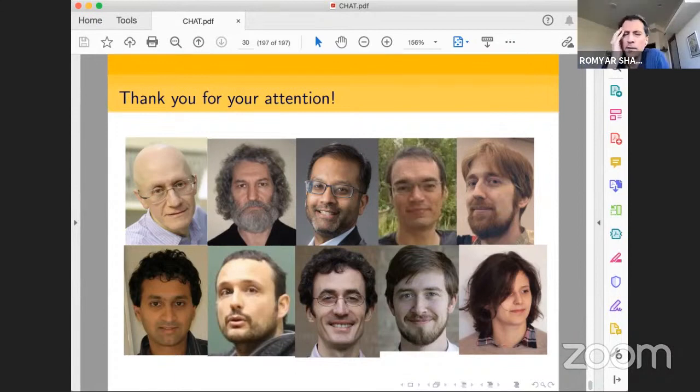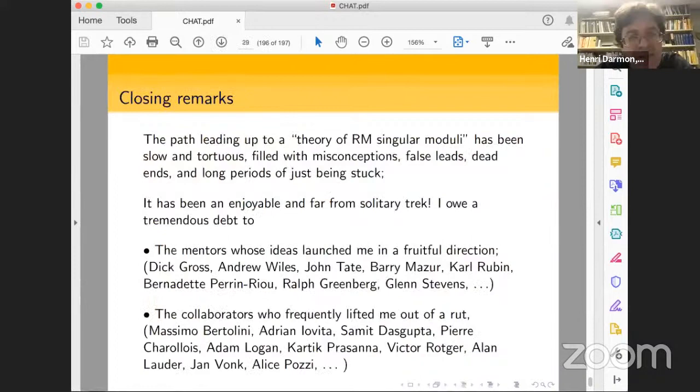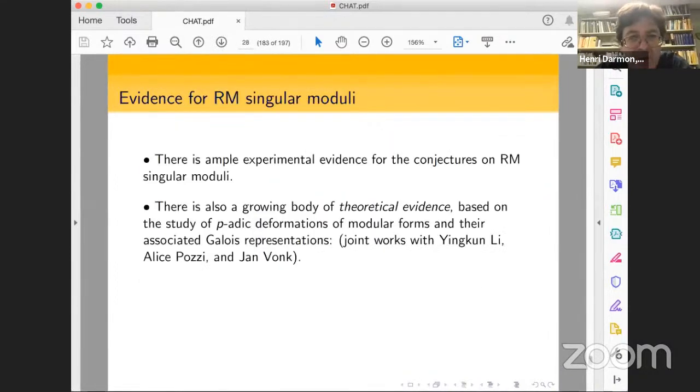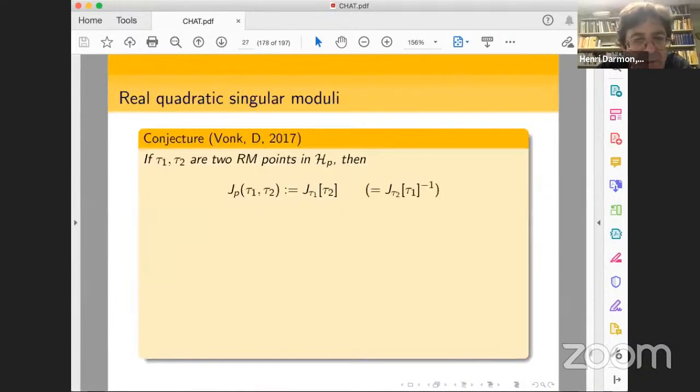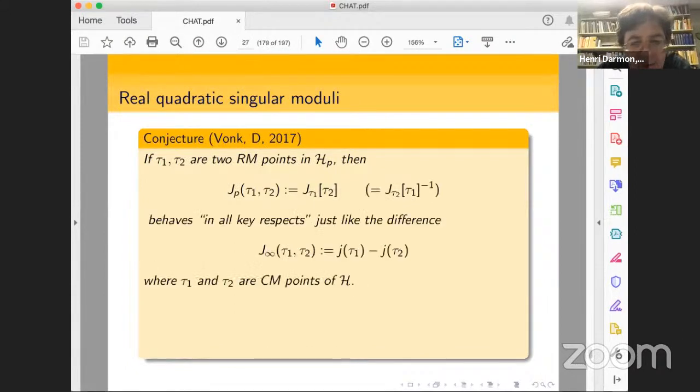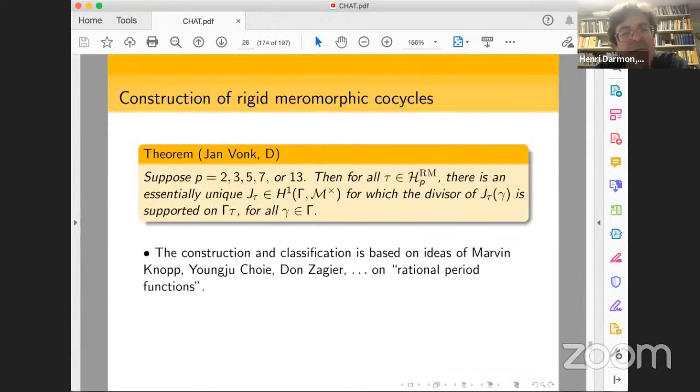So why the five primes actually in the result? Yeah, so I'm sorry, I was a little bit rushed and I didn't really explain it. What's special about these primes is that they're exactly the so-called genus 0 primes, for which the genus of the modular curve X_0(p) is 0. And this genus represents an obstruction to arbitrary RM points being principal divisors.